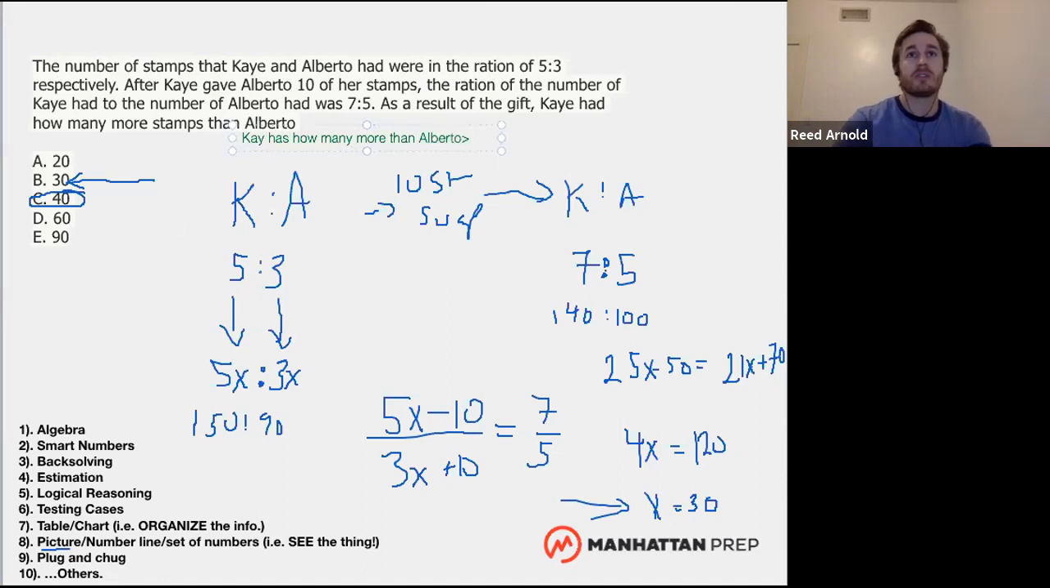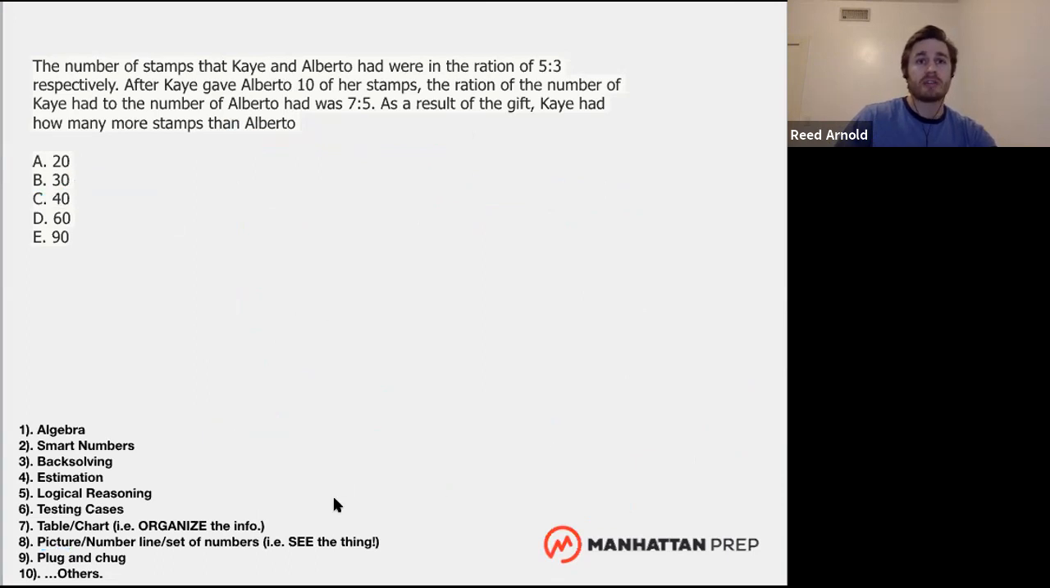So this is a great way to do this. I don't want to decry algebra at all on this problem. I think it's a good way to do it. It's probably how I would do it, but it's not the only choice you have for this problem. You could use back solving.